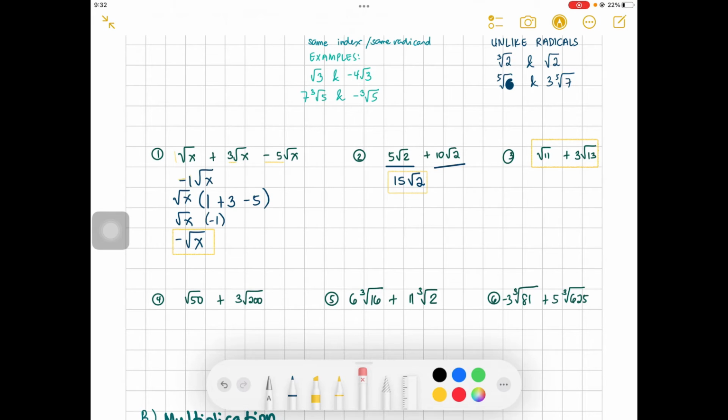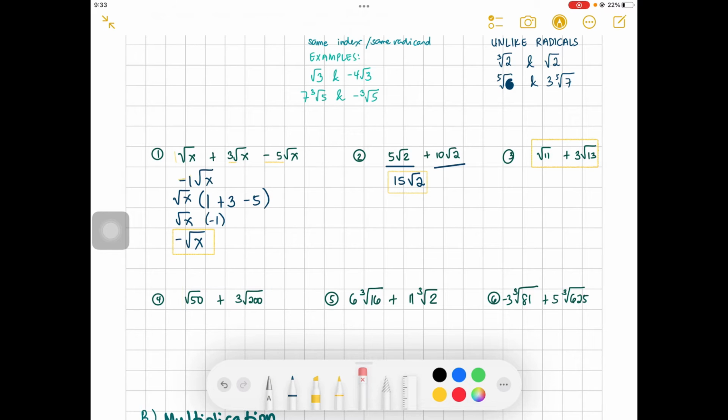Let's look at number 4. Square root of 50 plus 3 square root of 200. At first glance, you see that they are unlike radicals. But these radicals are not written in their simplest form. So before we conclude that this can no longer be simplified, we first write them in their simplest form.